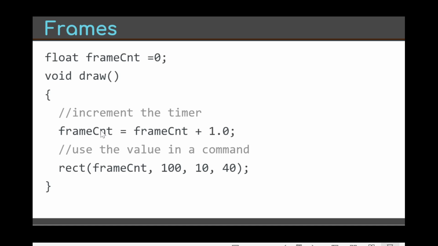The next time we go through, frame count will have 1 in it already. And so what do we do? We want to put a new value into the box. So we have 1 plus 1 is 2. Put it into the box. This is what we call incrementing. And then we want to use that value in a command.